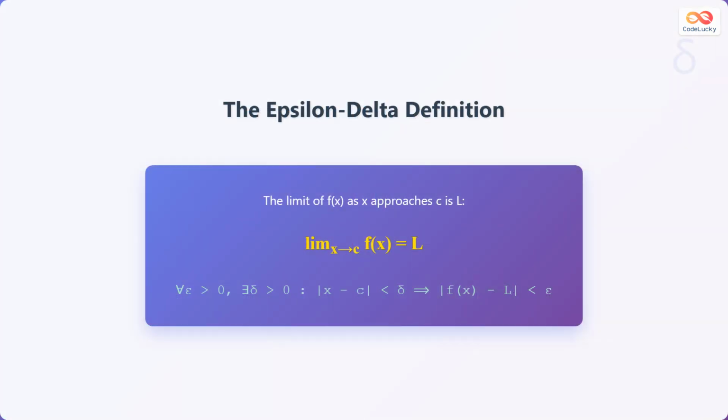Let's look at the epsilon-delta definition of a limit. The limit of f(x) as x approaches c is L, which is written as limit as x approaches c of f(x) equals L. This holds true if for every epsilon greater than 0, there exists a delta greater than 0 such that if the absolute value of x minus c is less than delta, then the absolute value of f(x) minus L is less than epsilon.